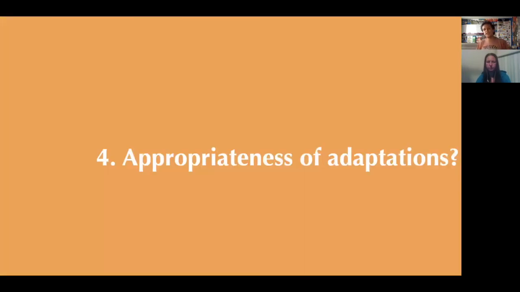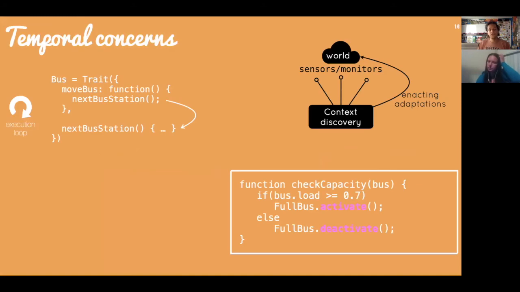how do we make sure that these adaptations that we're defining and can introduce in the system are actually appropriate to the environment? So in context-oriented programming, what we do is that we can associate monitors to particular environment variables. And these are defined as part of the context discovery model here on the right of the slide.